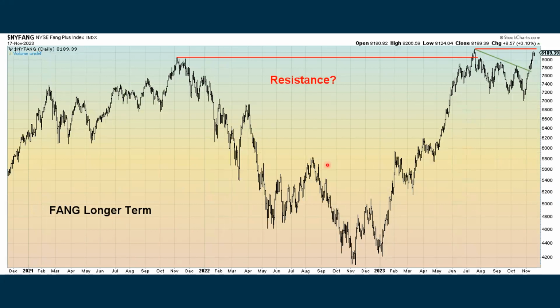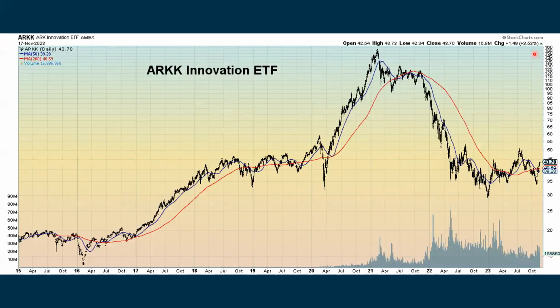Here's a longer-term look at the FANG index. We're coming back and could possibly retest this all-time high on an intraday basis. We haven't quite done that yet. There was one positive thing that happened: we broke above this green trend line, because I connected this high to this high. We got above that, but we still have not been able to get back above the all-time high and set a new one, at least yet.